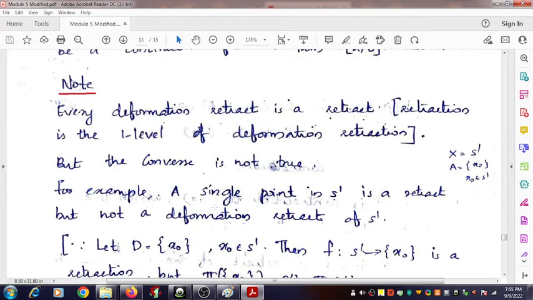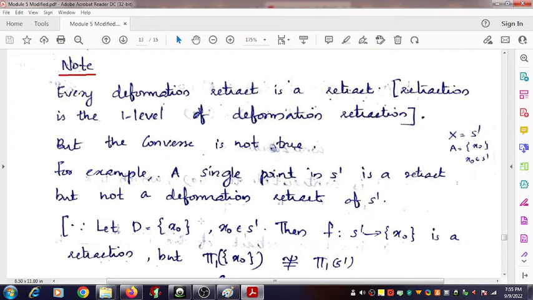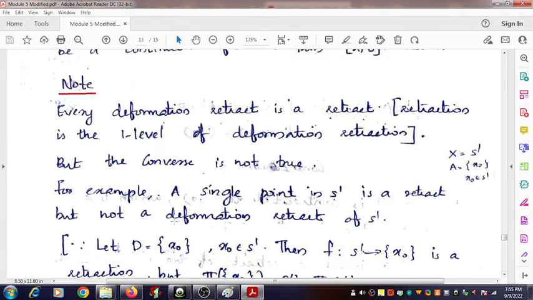Okay, before closing this video, we have one more situation to discuss. Every deformation retract can give us a retract. Also, a retraction can be obtained from a deformation retraction.